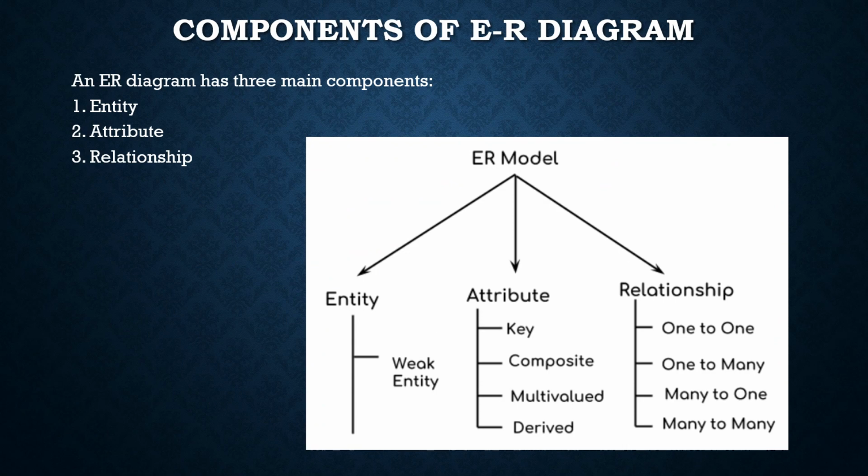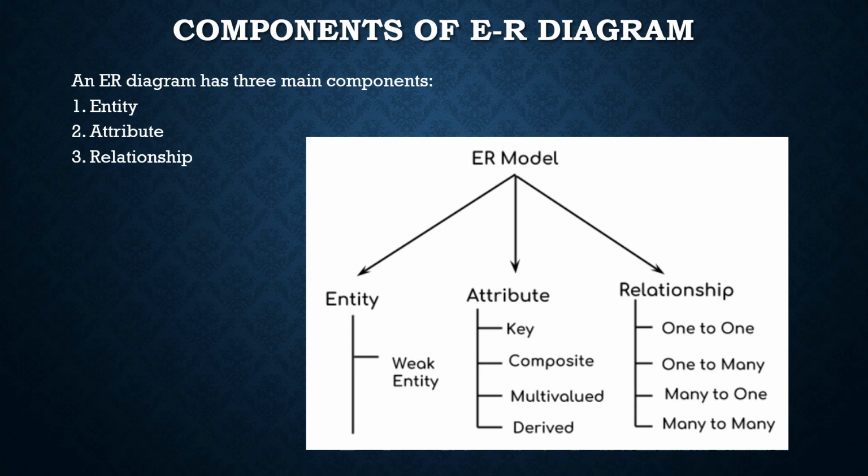Next component is attribute. So what do you mean by an attribute? An attribute specifies the property of an entity. Actually there are four types of attributes: key attribute, composite attribute, multi-valued attribute and derived attribute. According to your syllabus, only two are there: key attribute and composite attribute, and the last two, multi-valued and derived attributes, are not there. Okay, let it be. But under DBMS and under ER diagram, four types of attributes are there: key, composite, multi-valued and derived. Okay, so third one is relationship.